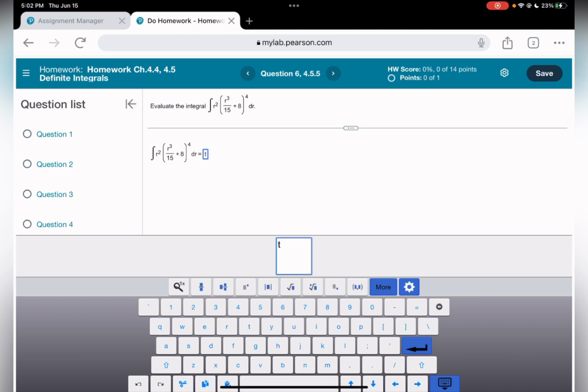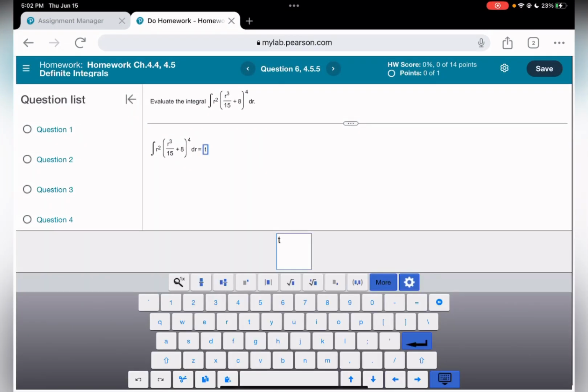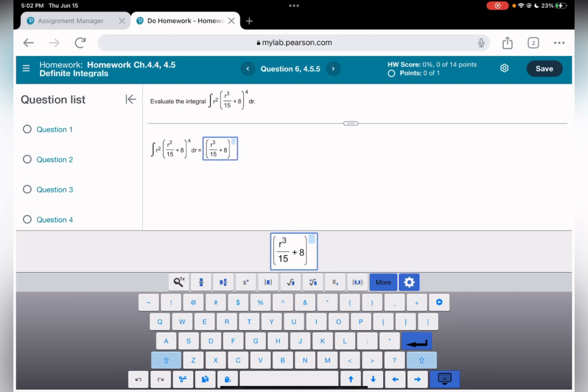Okay, we are getting r to power 3, now highlighting both, divided by 15, yes, and then here I forgot, let me put parentheses, plus 8, close parentheses, and to power, how much, 5, bringing down, highlight, plus c.